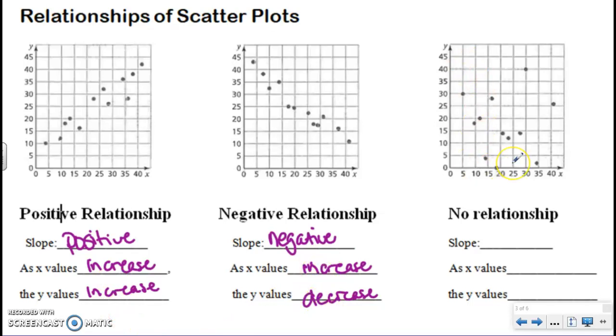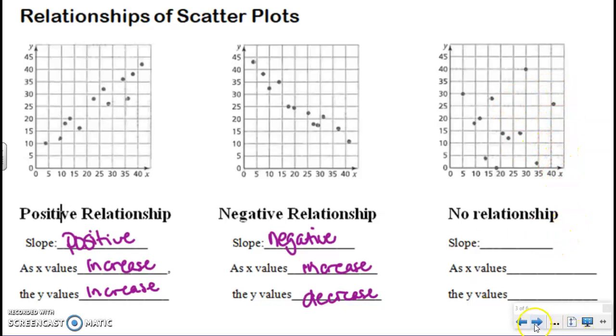And then that last graph, there's not really a pattern to that. So if there's no relationship, there's nothing. There's no slope, there's no pattern where as x value increases, y value does something specific. So we're just going to leave that blank there, but no relationship. Notice that it's just kind of all over the place.